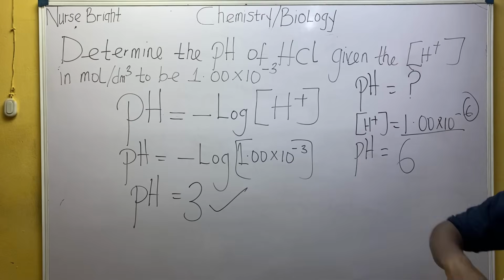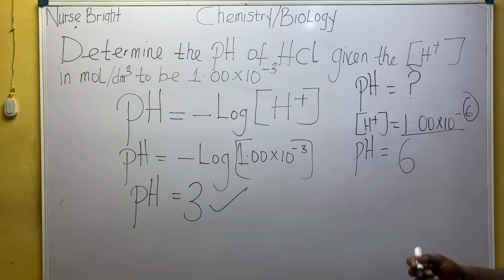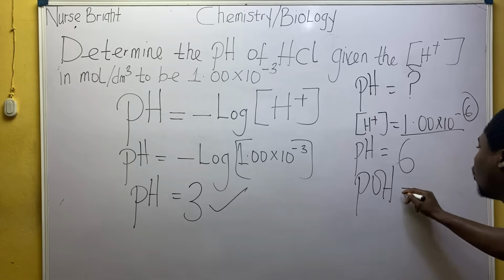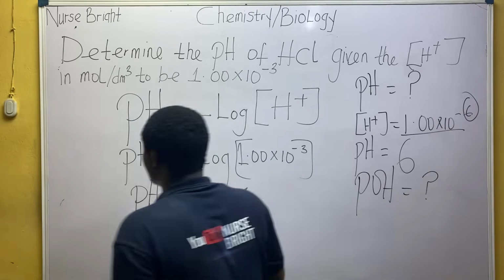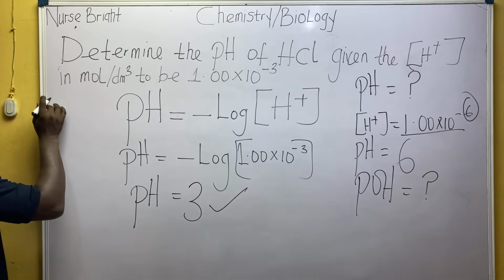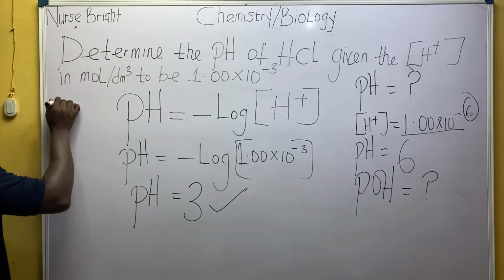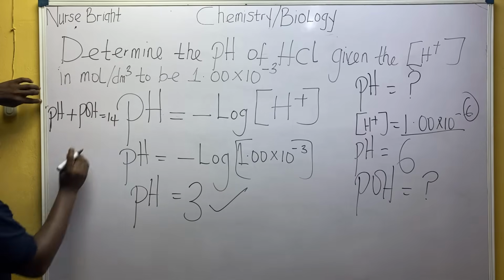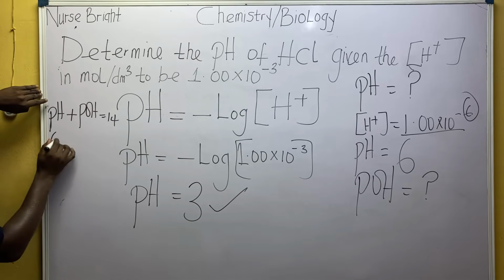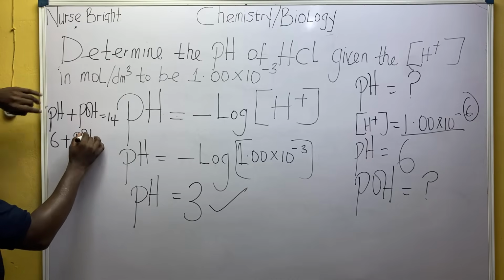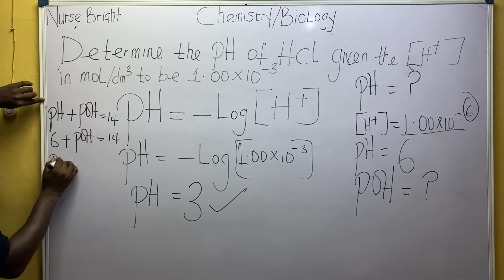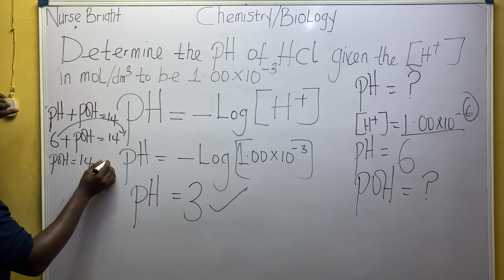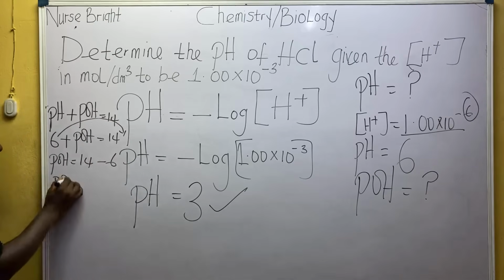But now, they can just make it further. They can say, okay, after calculating your pH, calculate pOH, convert your answer to pOH. Very easy. That is why you must know the equation that relates pH and pOH, which says pH plus pOH is equal to 14. So with pH being 6, 6 plus pOH, which we are looking for, is equal to 14. So pOH will be 14 minus 6.